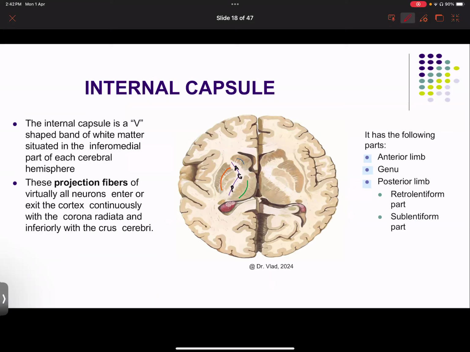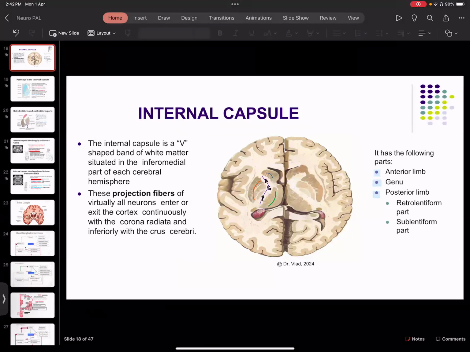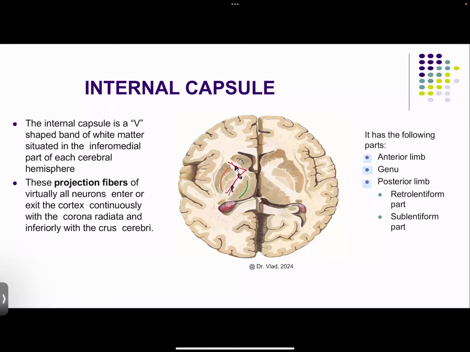Anyways, moving on, we have the internal capsule. What is the internal capsule? It's a V-like shape. It's literally here. Sorry, my bad. You can see this V in here, it's the internal capsule. Why is it important? Because literally all the projection fibers of the neurons in your body relay there. It moves through that. See this very small V, all the neurons of your body relay there. So that's why it's important.